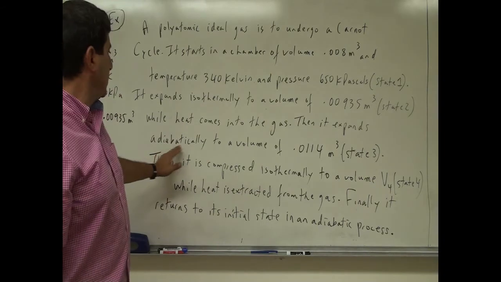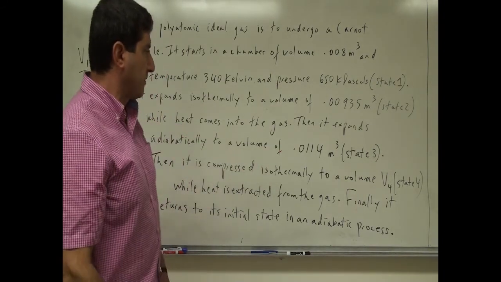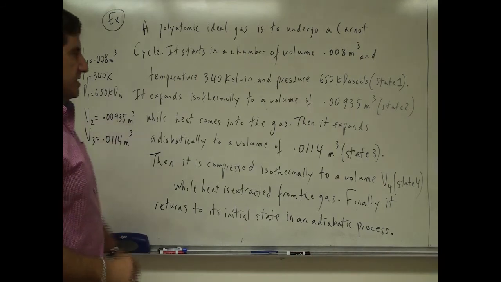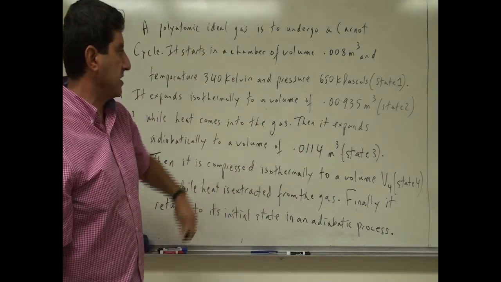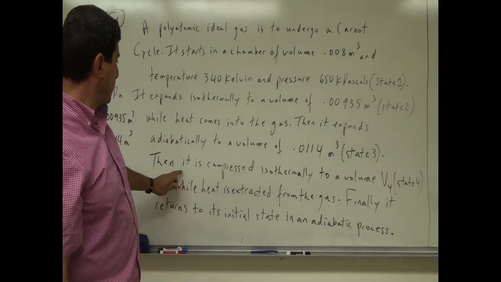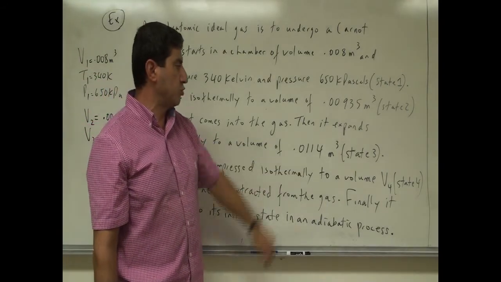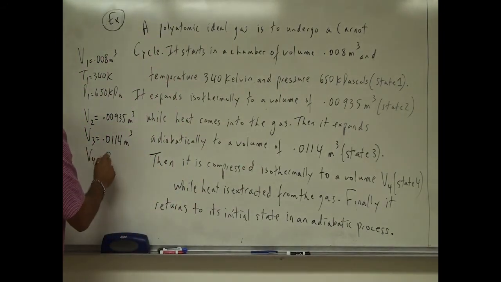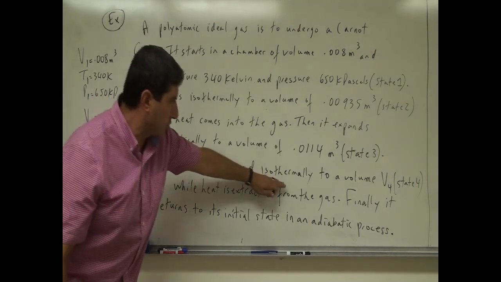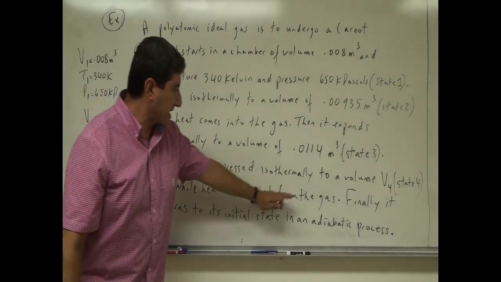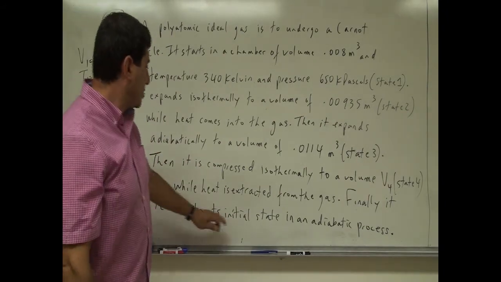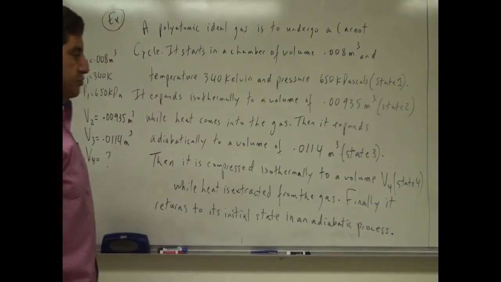Then it expands adiabatically to a volume 0.0114, so we'll call that V3, 0.0114 meter cubed. So that's going to be state 3. So the second step is always adiabatic. Then it is compressed isothermally to a volume V4. V4 is not given, right? So that step is isothermal, while heat is extracted from the gas. So heat is expelled or extracted, you can say. Finally, it returns to its initial state in an adiabatic process.